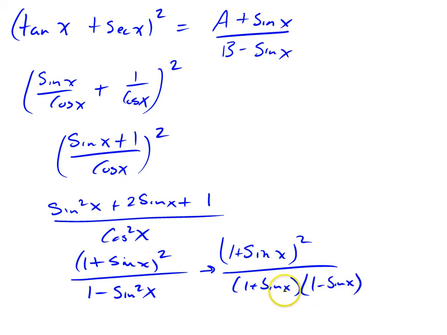And then I see a factor of 1 plus sine x on the top and the bottom, right? You've got 1 plus sine x times 1 plus sine x here, and this is 1 plus sine x times 1 minus sine x. So this will cancel out with one of those, leaving us with just 1 plus sine x divided by 1 minus sine x. And so it looks like both A and B are 1. Okay. How did I get there?